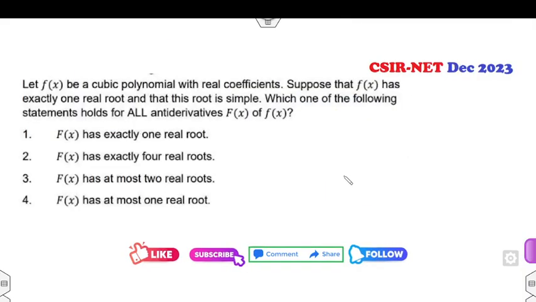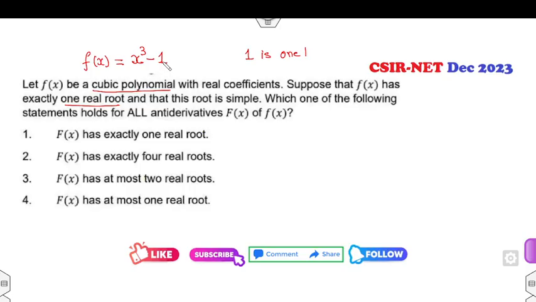Now this is December 2023. Again, you can solve it in a very simple manner. F is a cubic polynomial with real coefficients. You can choose any cubic polynomial. f(x) has exactly one real root, and this root is simple, that means it occurs only one time.